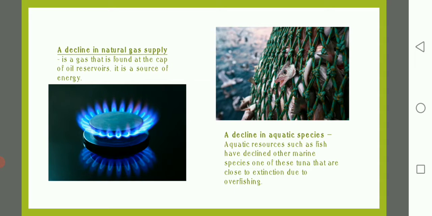The fifth is a decline in natural gas supply. It is a source of energy. In 2020, it was estimated that with the current global rate of production, the reserve can serve us about 58.6 years. Sixth is a decline in aquatic species. Aquatic resources such as fish have declined over marine species. One of these is tuna, which is close to extinction due to overfishing.